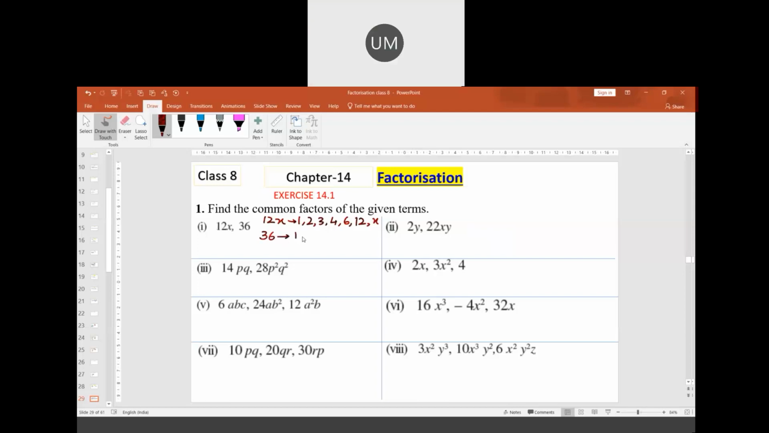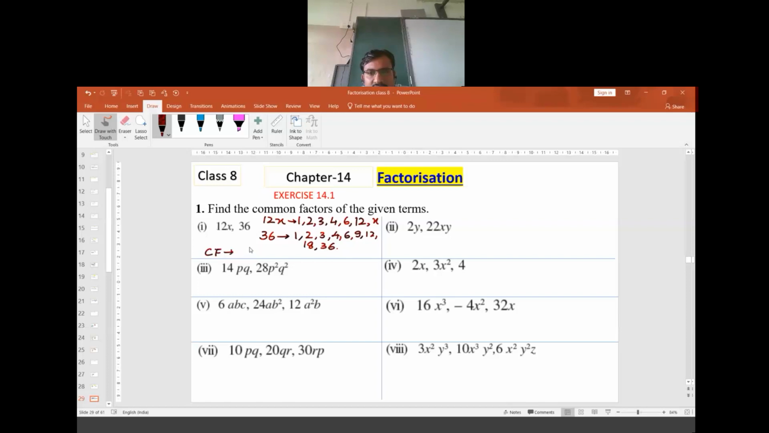36 is divisible by 1, 2, 3, 4, 6, 9, 12, 18, and 36. What are the common factors? 1, 2, 3, 4, 6, and 12. 6 is also there. These are the common factors.